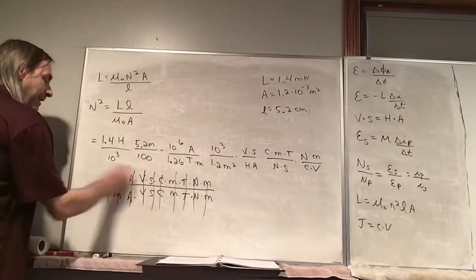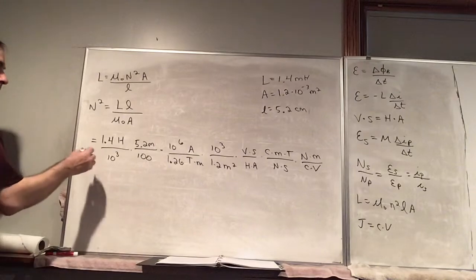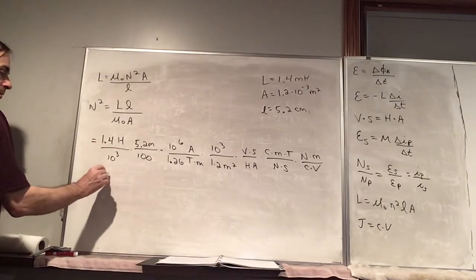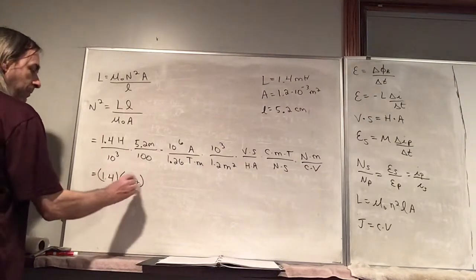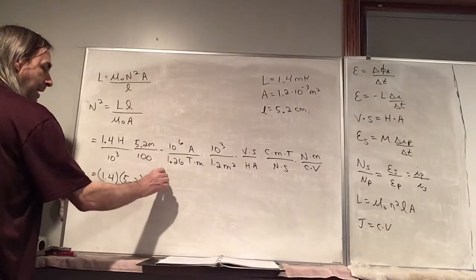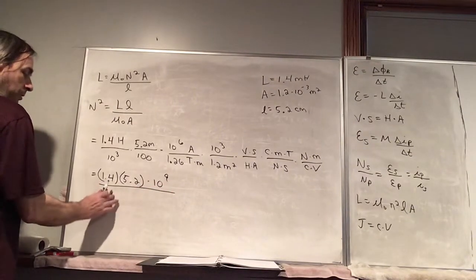So let's see how many windings we would need. So let's see, 1.4, 5.2 times 10 to the 9th divided by 1.26.